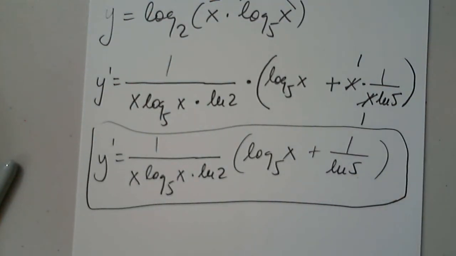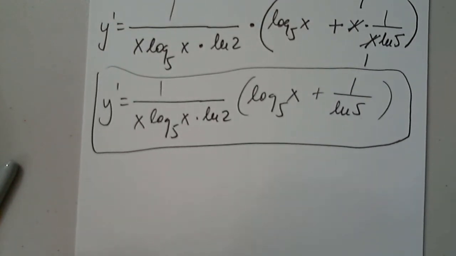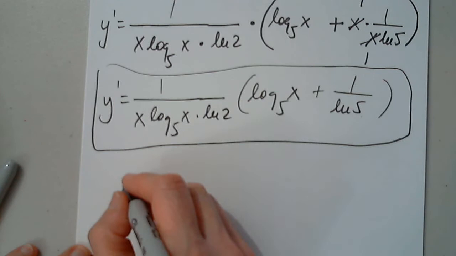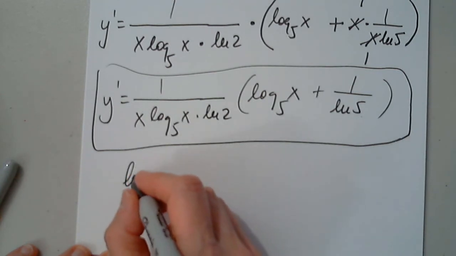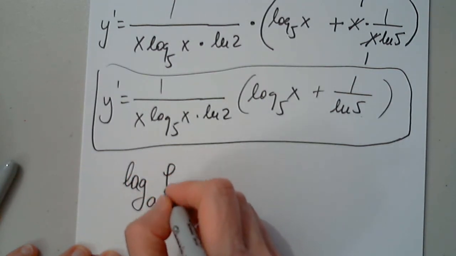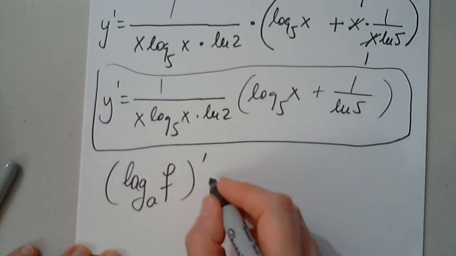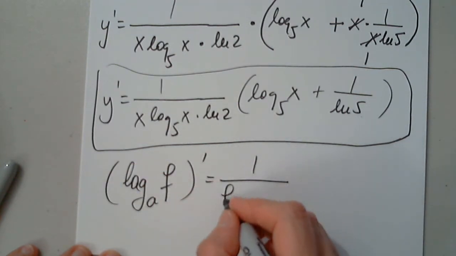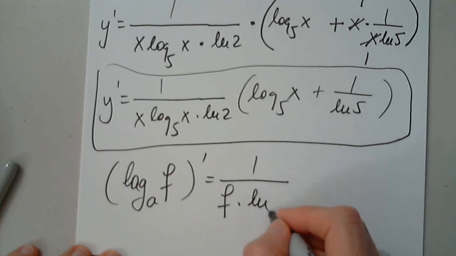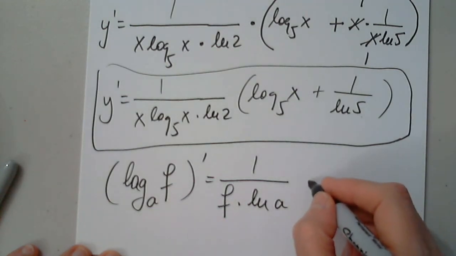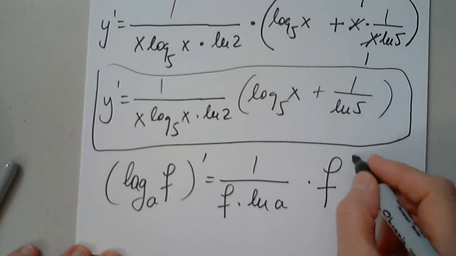So let's think for a moment and see if you have any questions here. Are these steps understood? So maybe I should have given here the general formula also. The derivative of log base a of the function equals 1 over the function times natural log of this base, of course, times the inner function prime.